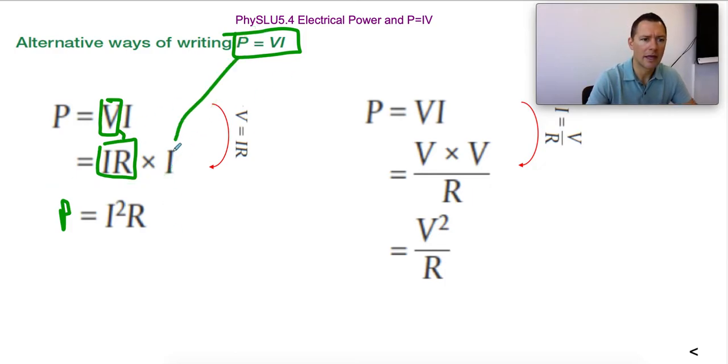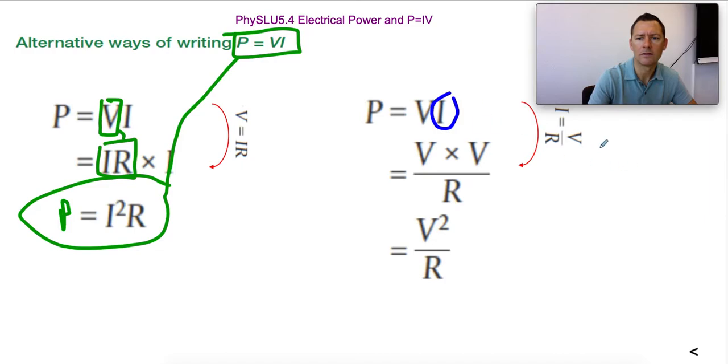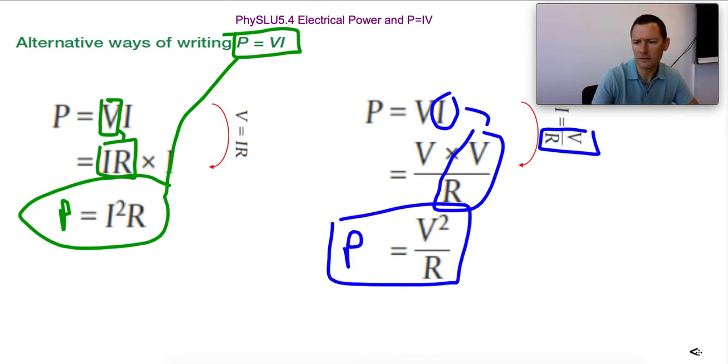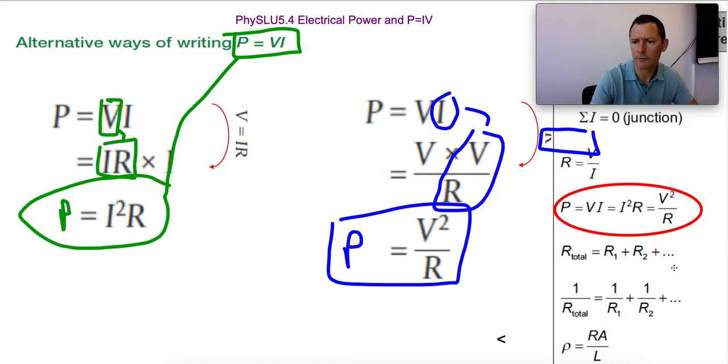And another way to write it is if you talk about the current being the voltage divided by the resistance. It's this same thing, but solved for I. You get V times V over R, so you get V squared over R. So that's another way to write it. All 3 of these are in your formula booklet. There's P equals IV, P equals I squared R, and P equals V squared over R.